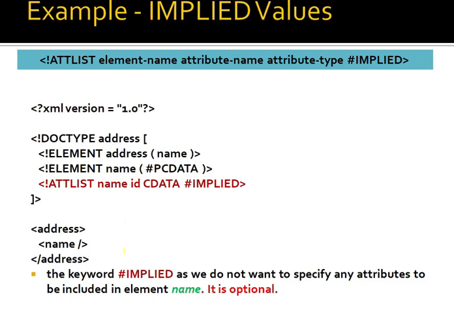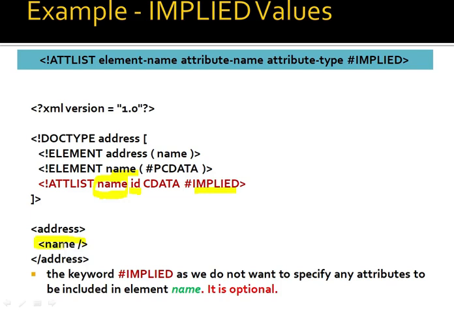So name is an attribute. ID. Sorry, name is an element. ID is an attribute. The value is implied. That means it is optional.